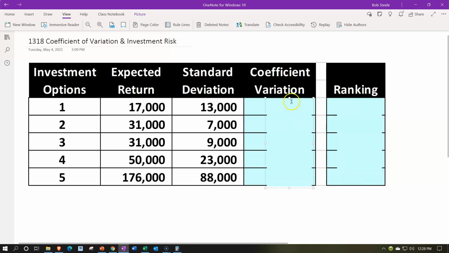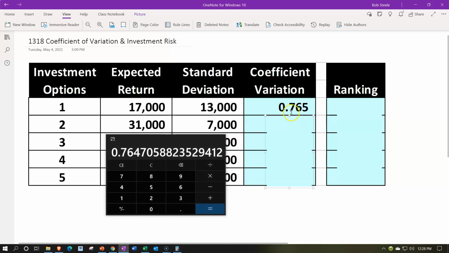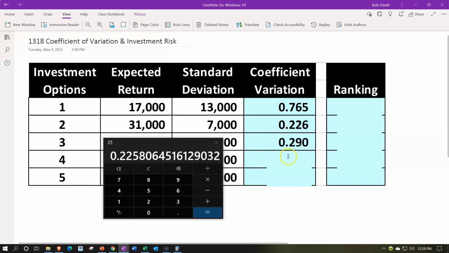So the coefficient of variation would then be calculated. Once we have these two numbers, quite easily calculated, we'll just divide them out. We're going to take the standard deviation, the 1300, divided by the 1700. That would give us, if we round here, 0.765. You might see it represented as a percent or a decimal. And then we're going to take the 7,000 divided by the 31,000. That's going to give us about 0.226.